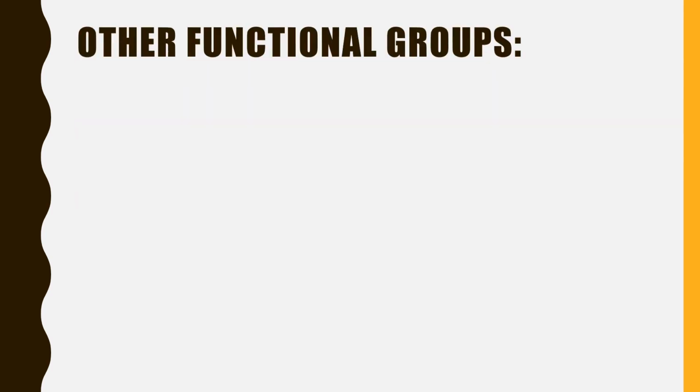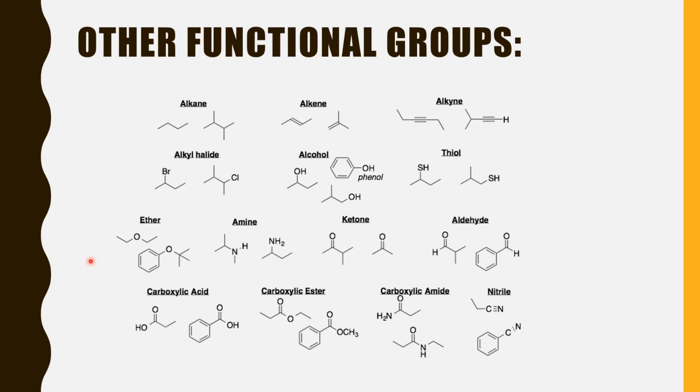Let's see other functional groups too. As we already saw, alkane, alkene, alkyne are functional groups, and this is the new one, that is alkyl halide. As we already saw the alkyl groups, that is removal of one hydrogen from alkane gives alkyl. From that we add the halides, that is bromine, chlorine, iodine, etc. It forms alkyl halides.